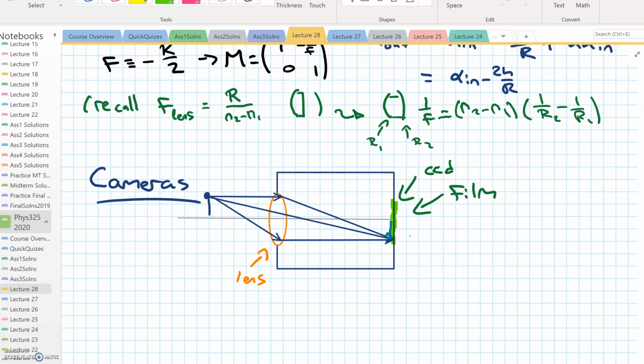So there's a few nuances with cameras. So first of all, the focus has to be at the right length. So typically there has to be some way to adjust the focus. So we need to be able to move this lens back and forth. More complicated cameras will have several lenses, but we know how to analyze that now.